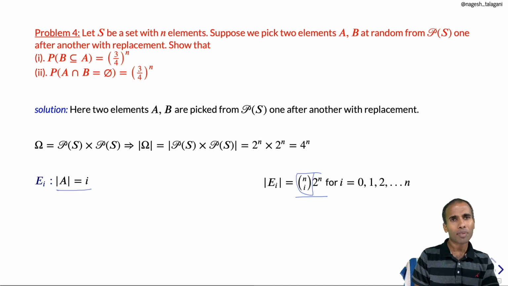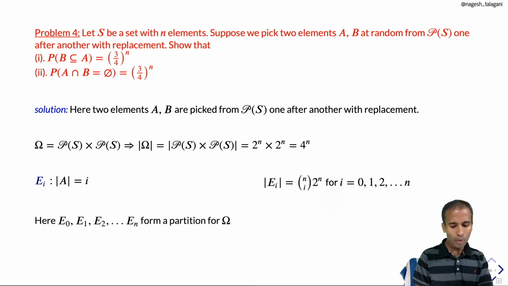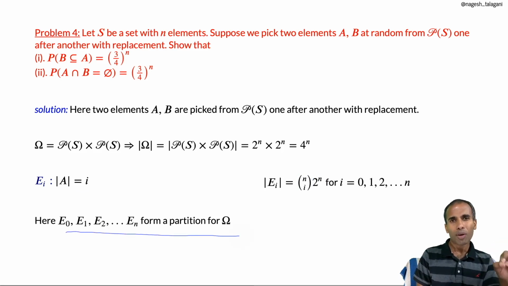Then B can be any subset of S. There are 2^n subsets for S. So B can be any one of those 2^n subsets. So B can be picked in 2^n ways. That's why the number of elements in Ei is going to be n choose i times 2^n for any i equal to 0, 1, 2, and so on up to n. Now here E0, E1, and so on up to En form a partition for omega, because whenever we perform an experiment, exactly one of these E0, E1, and so on up to En happens. Okay.